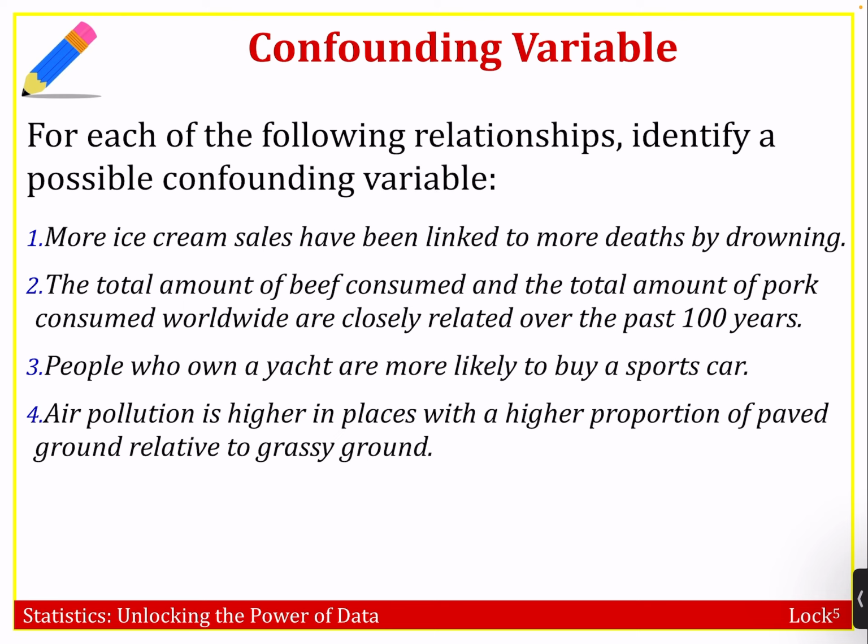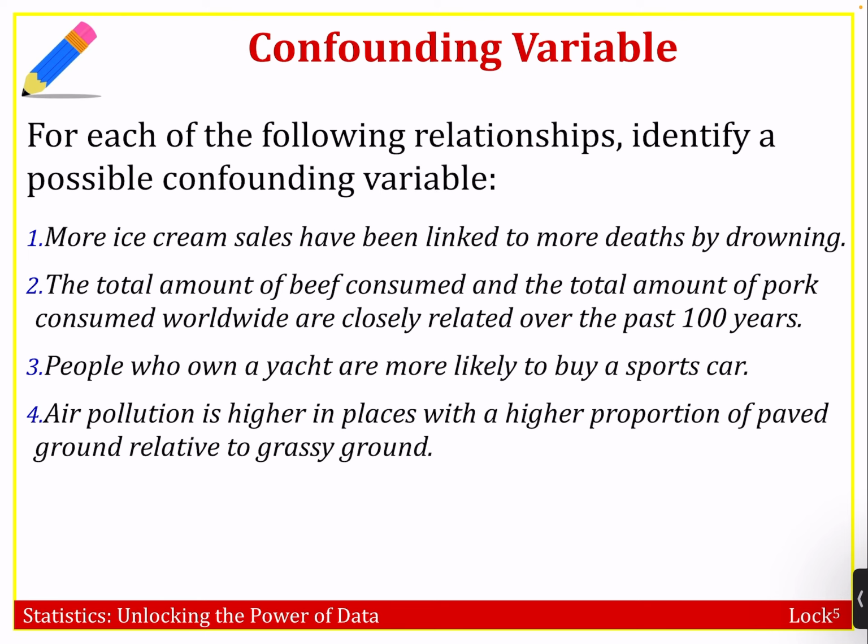About the second one, the total amount of beef consumed and the total amount of pork consumed worldwide are closely related over the past 100 years. What might be a confounding variable there? Maybe wealth. If you can afford beef, you can probably afford pork. Same thing with number 3, right? More people who own a yacht are more likely to buy a sports car. Those are people who have the wealth to indulge in expensive modes of transport.